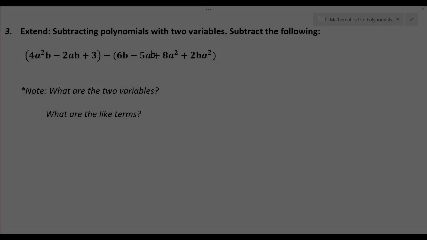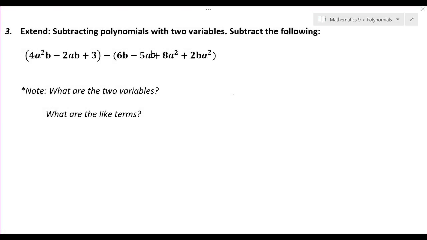So in this question, we're subtracting polynomials with two variables instead of just one. Note that our two variables here are a and b. And let's also make sure we know what our like terms are. Here we have a and b and a and b. So those two will be like terms.